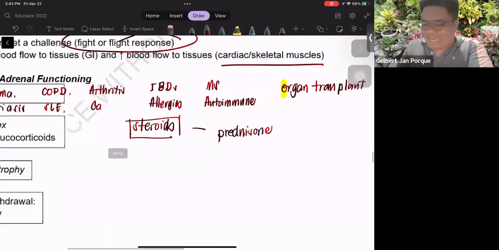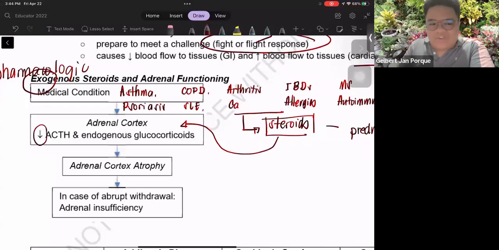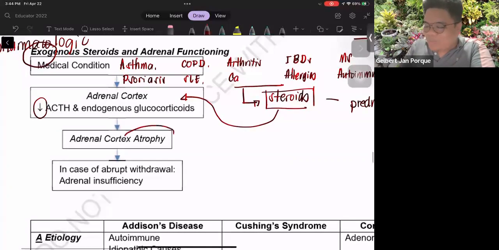Now guys, look at this diagram. Once you have either of these conditions, the tendency is that you will be managed by steroids. Once you are managed by steroids, what happens to the functioning of the adrenal cortex? The adrenal cortex function decreases. You know why? The adrenal cortex would think, there are already steroids in the body. Somebody is producing steroids for me, so I will not be working. And because of that, there will be adrenal cortex atrophy.